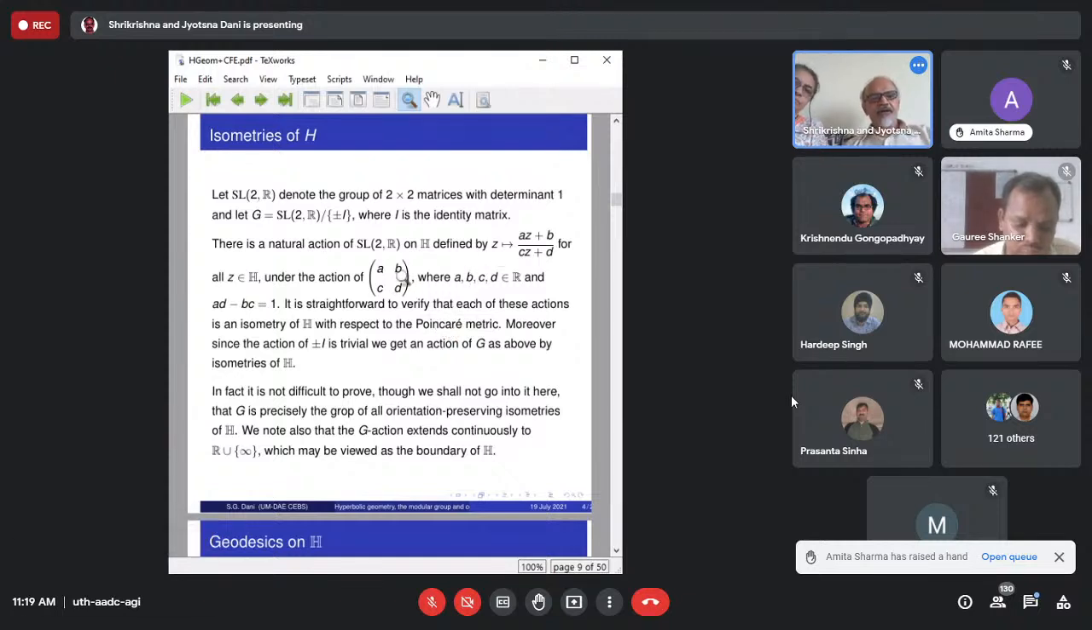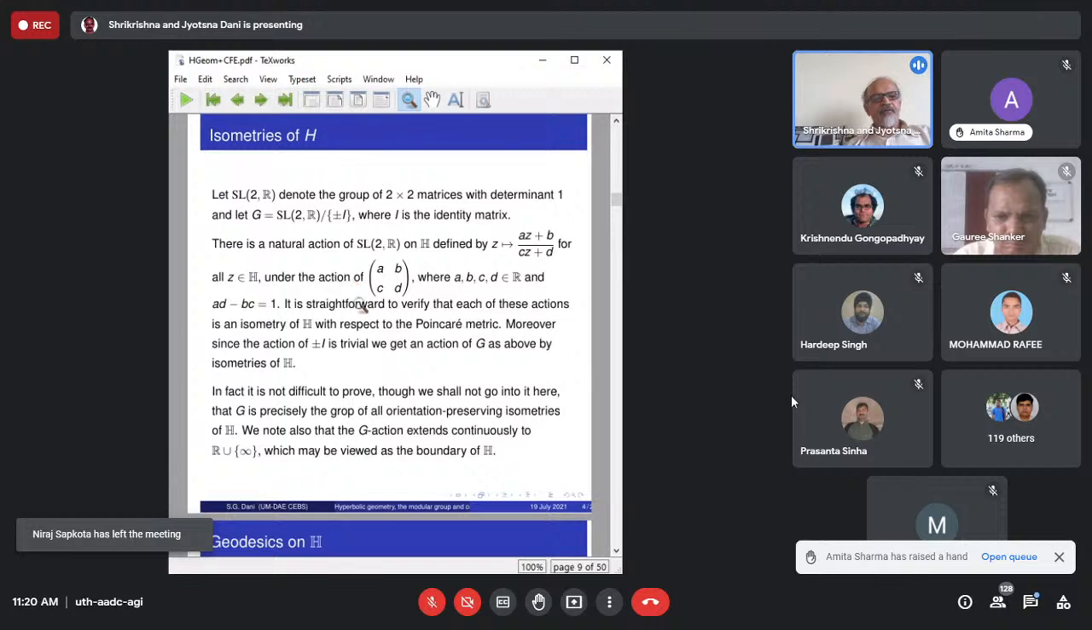Similarly, if you take diagonal matrices, where B and C are 0 and D is A inverse, then the transformation is simply Z going to A square Z, where A is a real number. Now in this case there is actual distortion, but it happens in such a way that it actually matches. Anyway, one can verify by fairly straightforward computations that no matter what matrix you are taking, this transformation is actually an isometry.